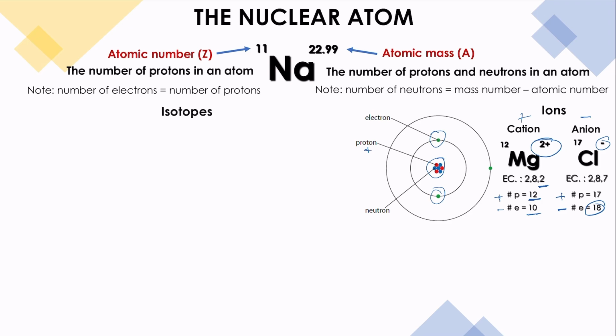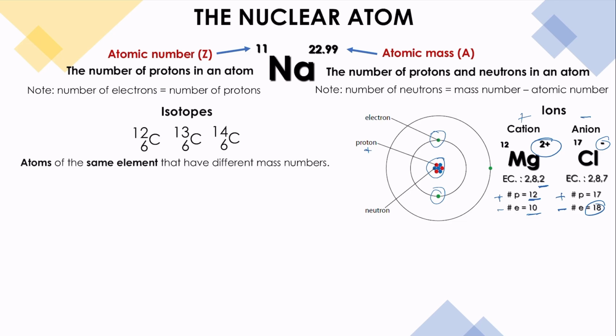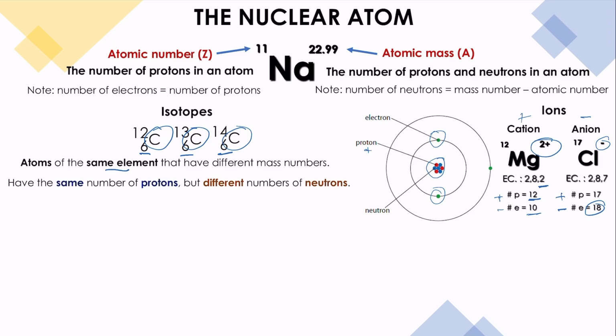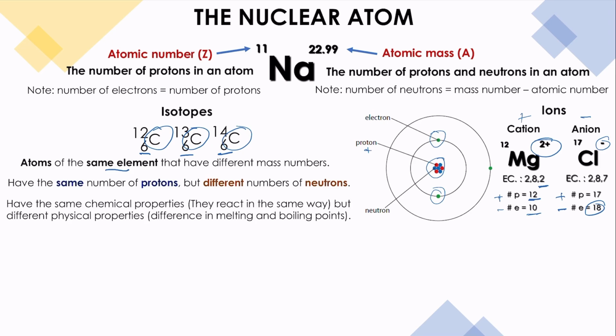Okay, the next point is about isotopes. Here we have isotopes for carbon. The isotopes could be described as atoms of the same element. They are still the same element, carbon, carbon, carbon. But they have a different mass number, because they are the same element, so they must have the same atomic number. So they have the same number of protons, but a different number of neutrons.